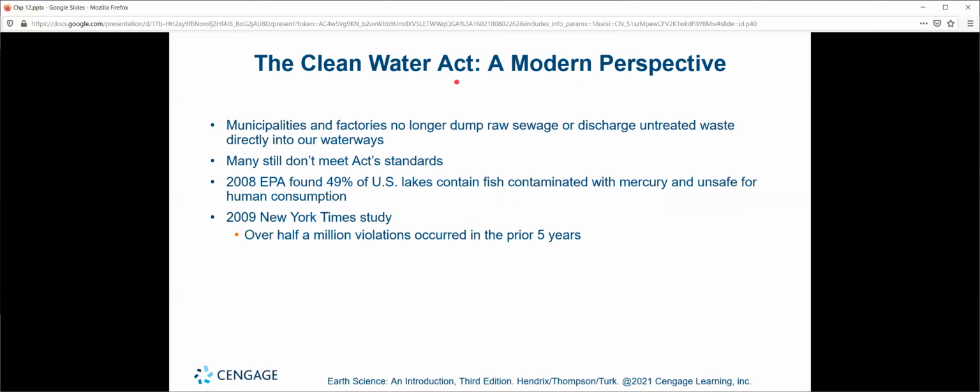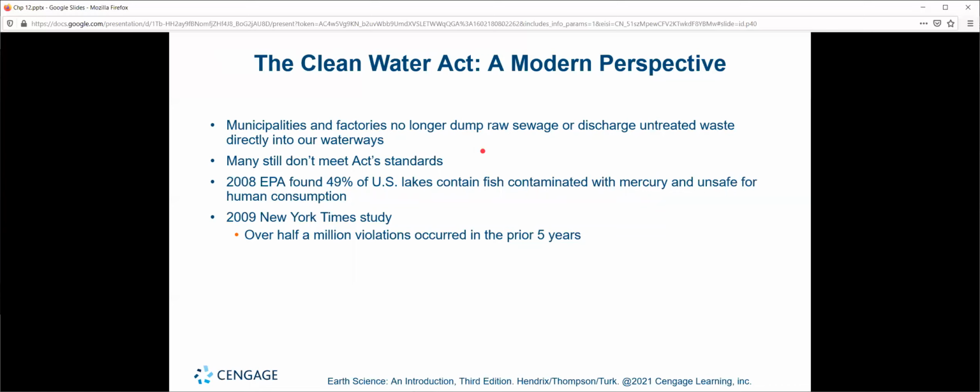So let's look at the Clean Water Act, which we discussed before. The Clean Water Act was intended to do exactly what it says, clean the water. Municipalities and factories could no longer dump raw sewage or discharge untreated water directly into waterways. Before the Clean Water Act, that wasn't illegal, partly because we didn't know the full extent of it. The science wasn't as crystal clear as it is now, partly because, again, you're talking about just a general not caring. The guy that owns the plant doesn't live next to the plant.